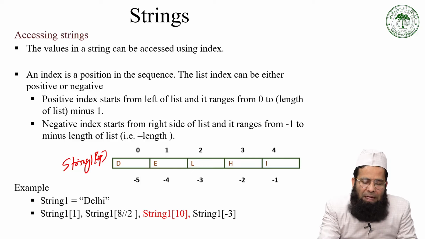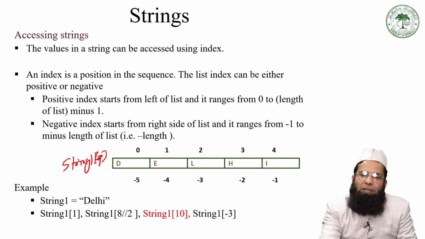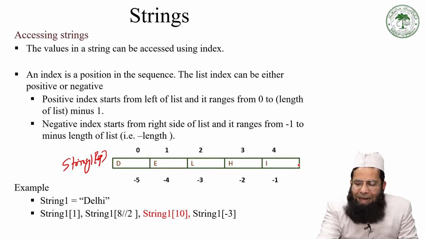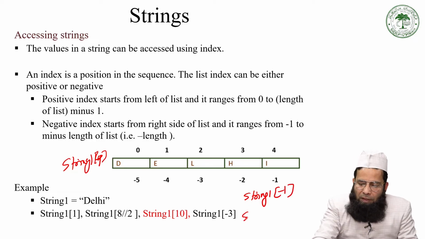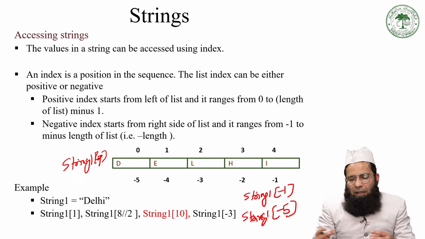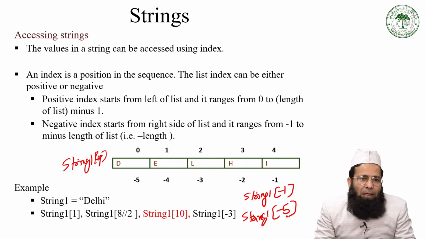There is a negative index as well. A negative index starts from the right side of the list and ranges from -1 to the negative length of the list. So the very last character can be accessed using string[-1]. Similarly, the very first character can be accessed using string[-5], right? So this is a very innovative way of accessing the data.